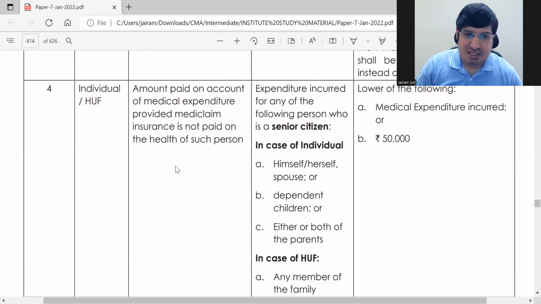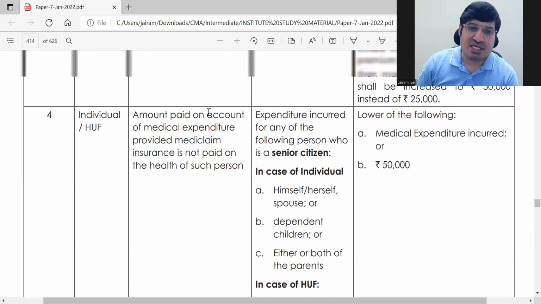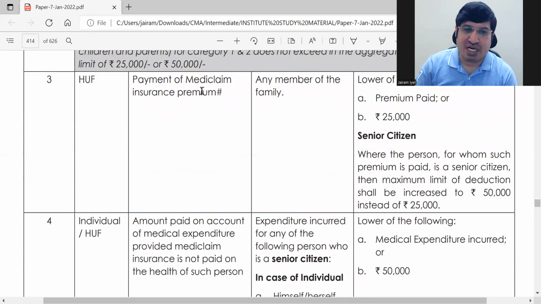Okay. ठीक है. तो इसमें क्या है? In this case, in earlier cases you have bought mediclaim insurance premium, correct? Mediclaim.